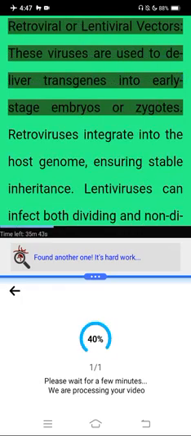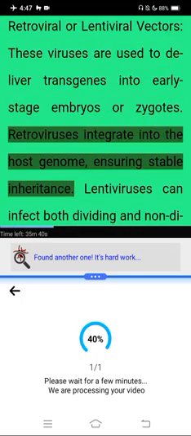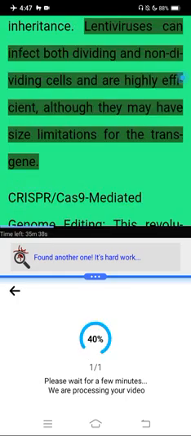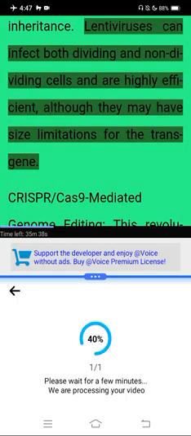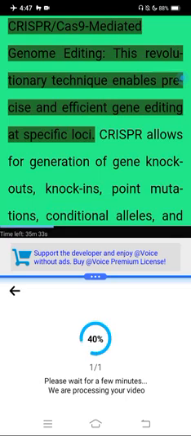Retroviral or lentiviral vectors. These viruses are used to deliver transgenes into early-stage embryos or zygotes. Retroviruses integrate into the host genome, ensuring stable inheritance. Lentiviruses can infect both dividing and non-dividing cells and are highly efficient, although they may have size limitations for the transgene. CRISPR-Cas9-mediated genome editing.